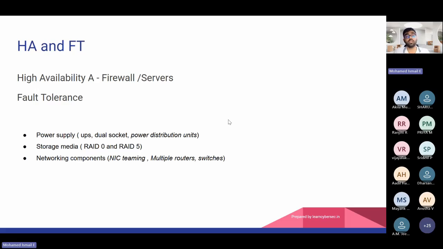Next, high availability and fault tolerance. High availability, as the name indicates, is about achieving high availability by keeping redundant systems. It could be a web server, it could be routers and switches, or it could be a laptop. Giving more than one is a redundancy, so high availability. If one is failing, another one will take care.